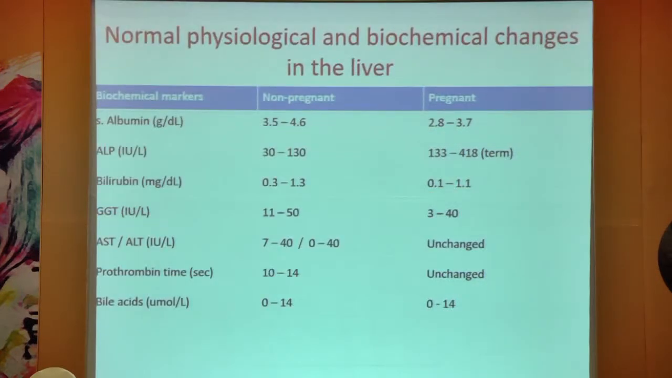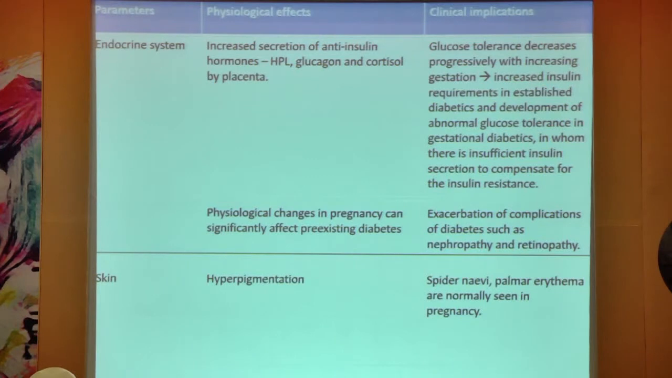The liver function tests usually are normal. There could be some amount of cholestasis in the late trimester. Endocrine system, physiological changes: there's increase in anti-insulin hormones, HPL, glucagon, cortisol, and therefore the glucose tolerance decreases, with increased insulin requirement, and exacerbation of complications of diabetes such as nephropathy and retinopathy, and it can significantly affect pre-existing diabetes. There is increased insulin excretion, so they may need increased insulin dosage.